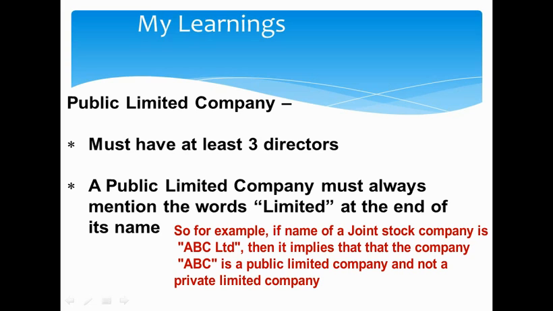So for example, if the name of a public limited company is ABC Limited, then it implies that the company ABC is a public limited company and not a private limited company. So if the word private is missing in the name of any joint stock company, it is assumed that it is public limited company. A private limited company has to use the word private limited. It cannot omit the word private from its name.